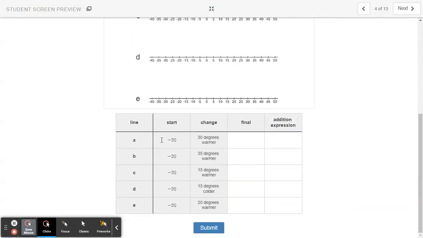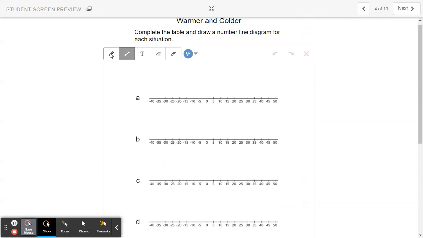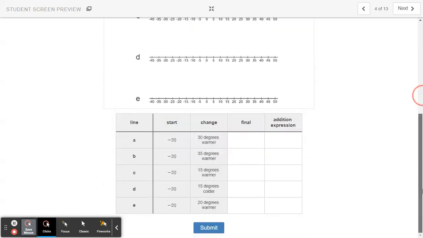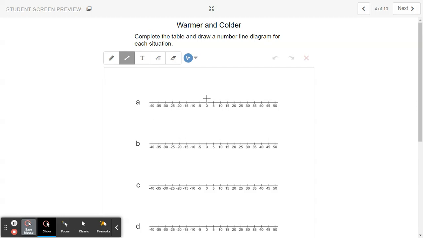Okay, so we're starting with negative 20 degrees and we're getting 30 degrees warmer. So when I come up here, I'm going to remember on my number lines, we'll start with negative 20 degrees, right? So that means our first number line, we always start at 0, okay? We go back to negative 20 degrees. So this line is 20 degrees, but negative, right? So here's our starting point. I know that this is negative 20 degrees, right?